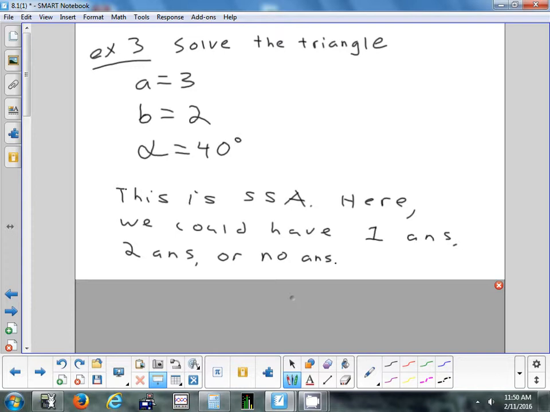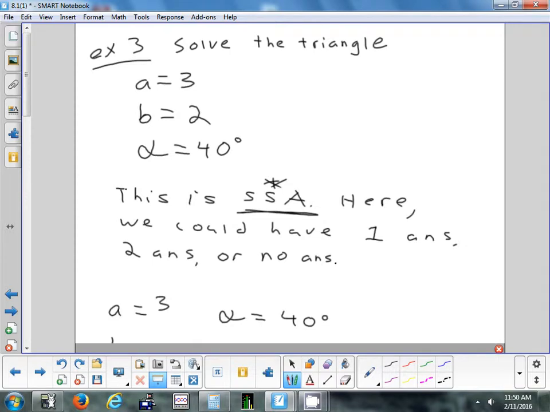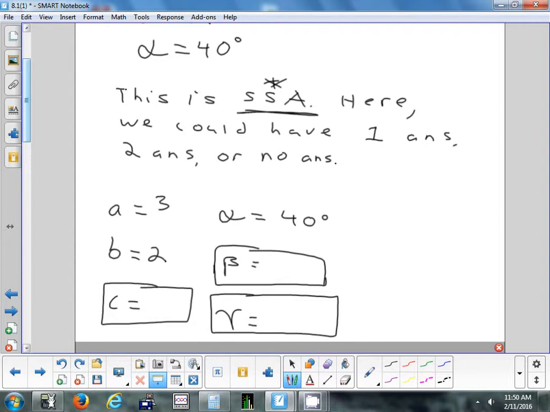Or we could get no solution. Side-side angle is the only time that can happen. You don't have to worry about this happening with anything else we've done today, or when we learn law of cosines. This is the only case, side-side angle. So let's try a side-side angle. I'll use the problem I have up above. A is 3, B is 2, alpha is 40.